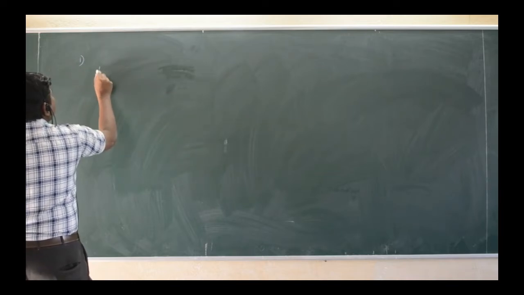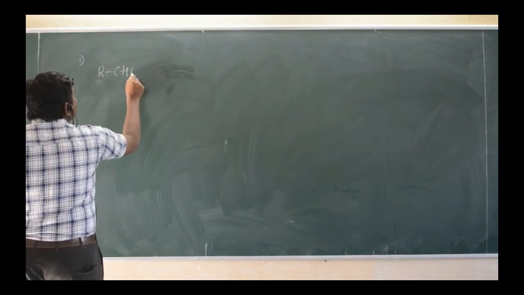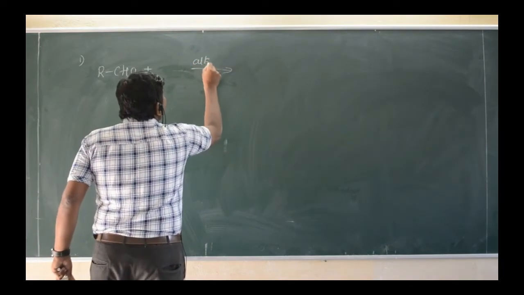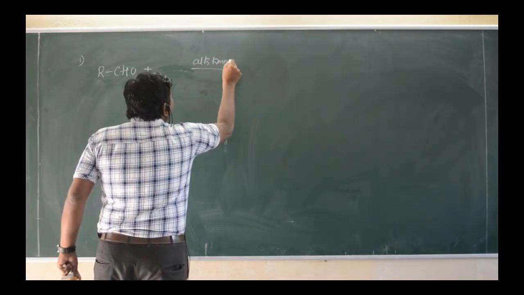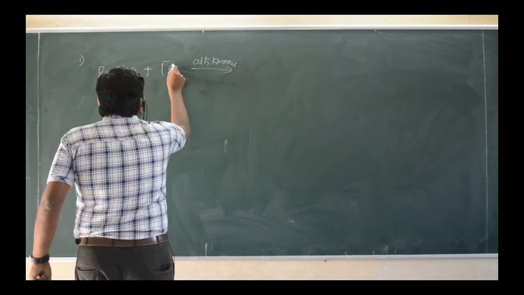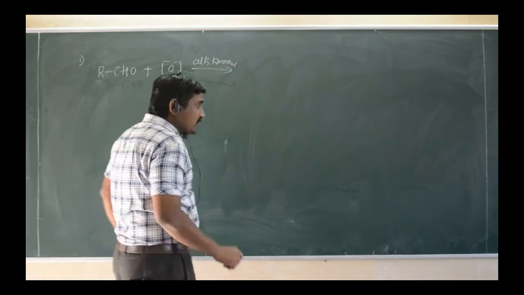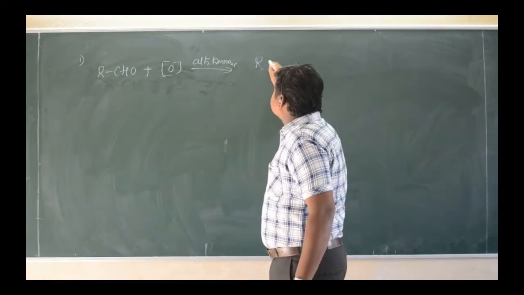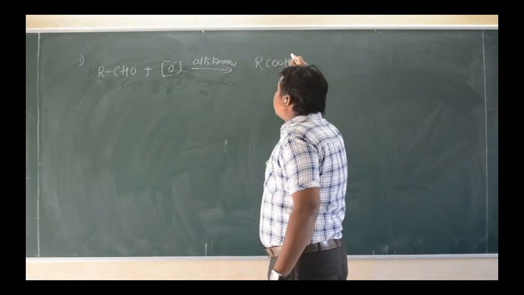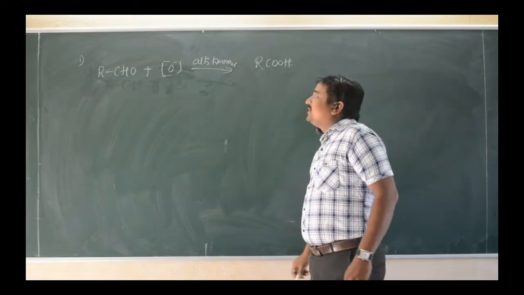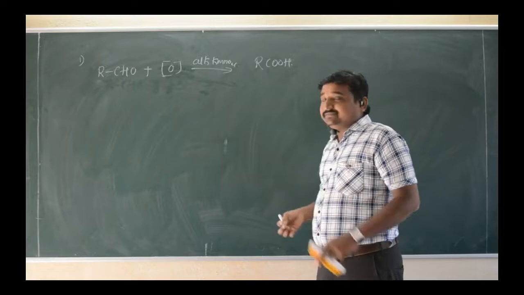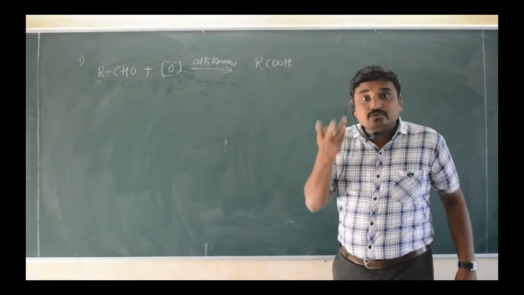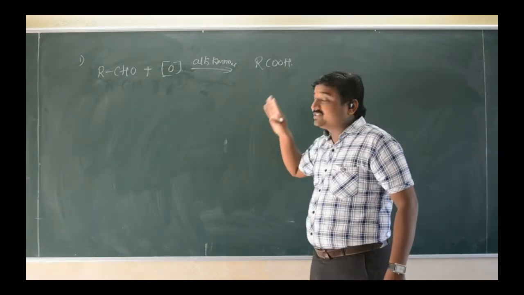When an aldehyde reacts with alkaline KMnO4, oxidation takes place. Alkaline KMnO4 is an oxidizing agent, and there is production of an acid. So this is an oxidation reaction. Alkaline KMnO4 or acidified K2Cr2O7 also acts as an oxidizing agent.